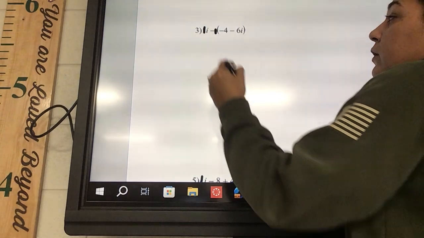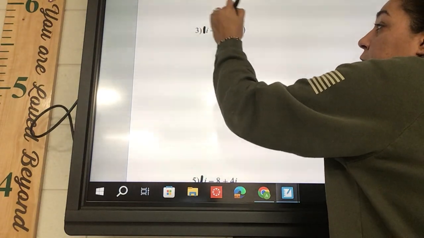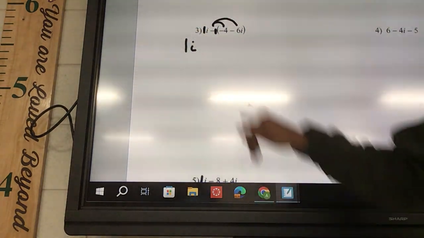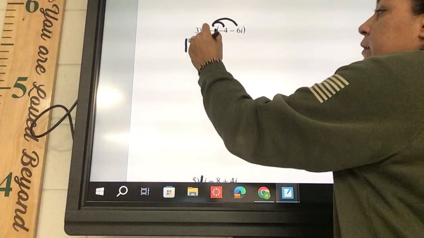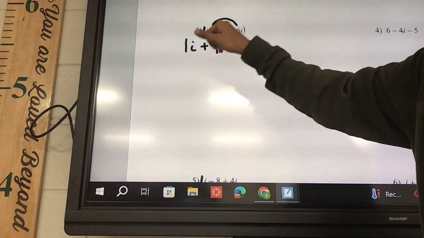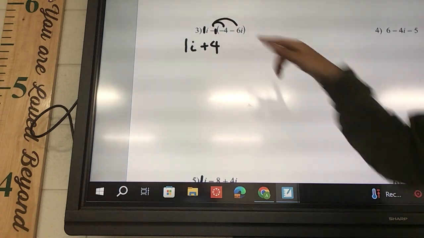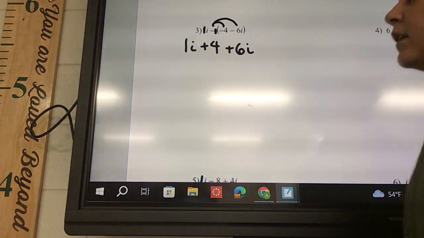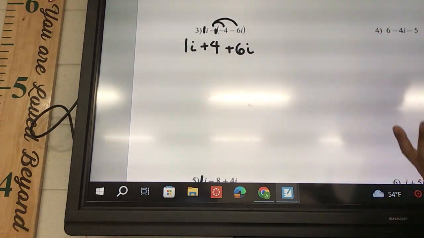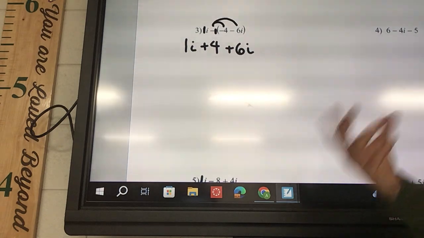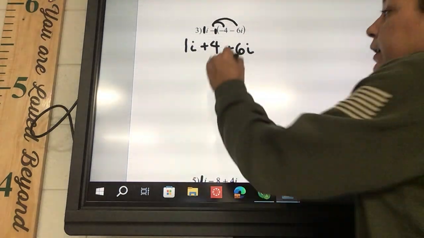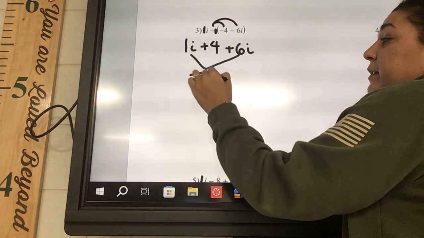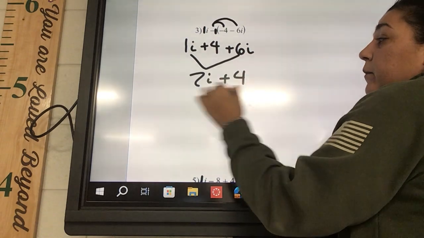Our very first step is going to be to distribute, or to multiply. So our 1i is going to drop down. -1 times -4 is going to be +4. -1 times -6i, you take -1 times -6, is going to be +6i. Now we can look at this and put the i's together and the plain numbers together, so the real numbers together and the imaginary numbers together. These two can be put together because they both have i's. So 6i and a 1i is going to be 7i plus 4.